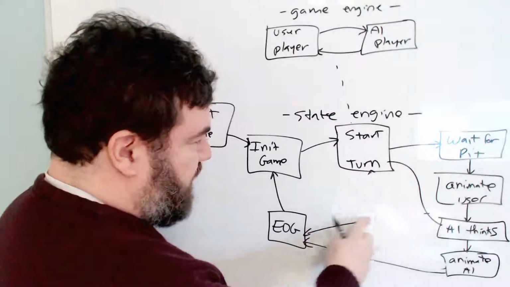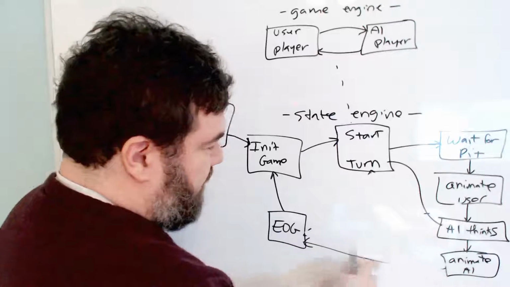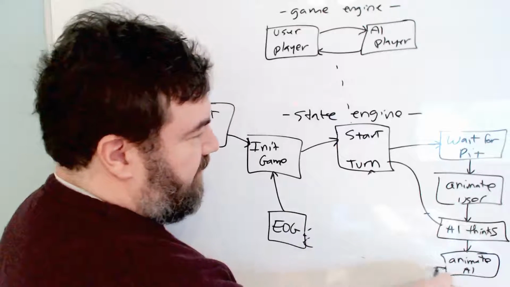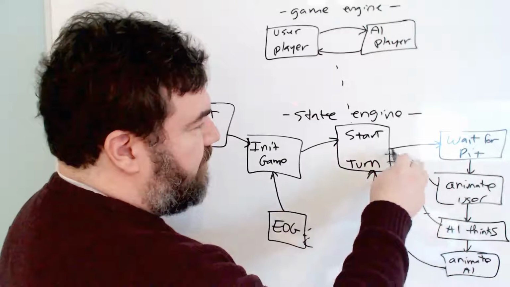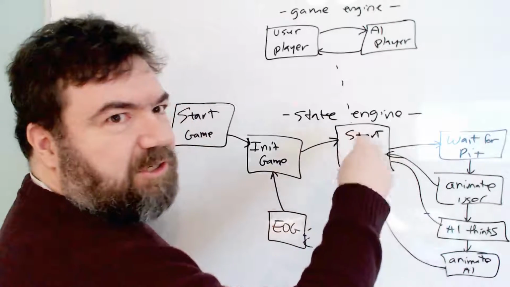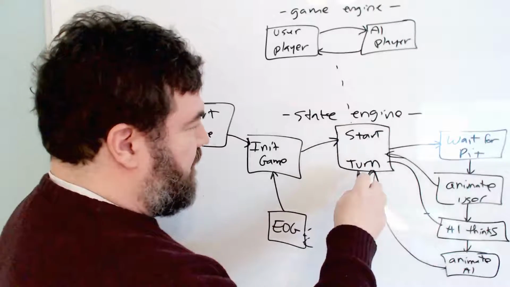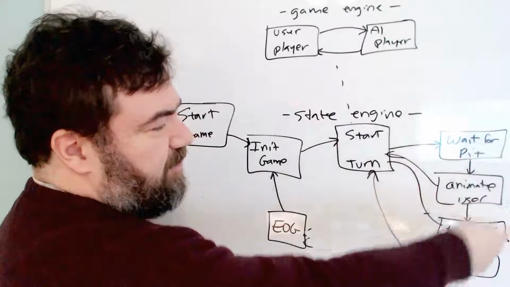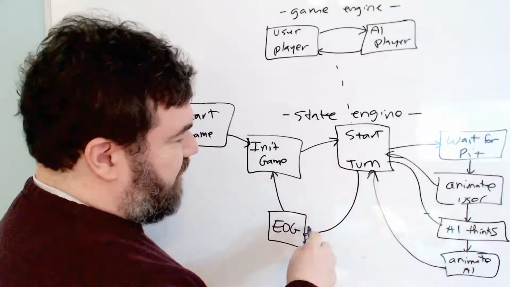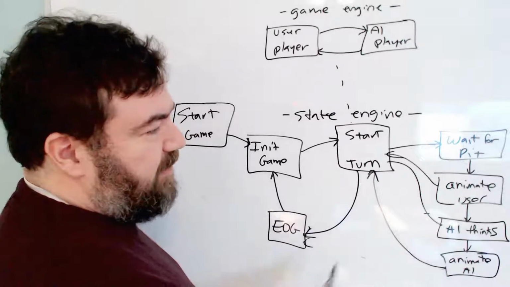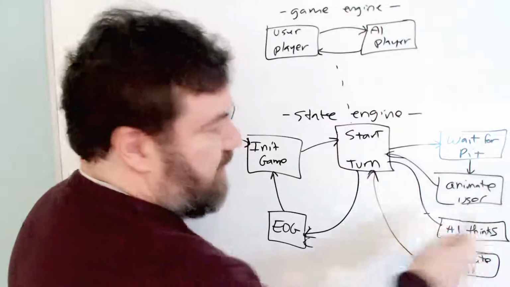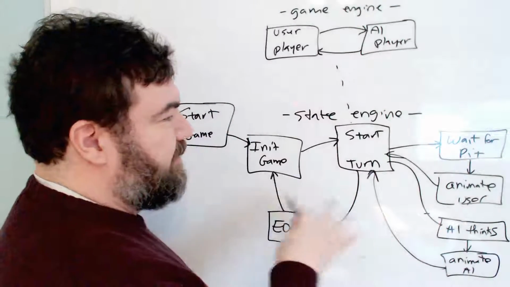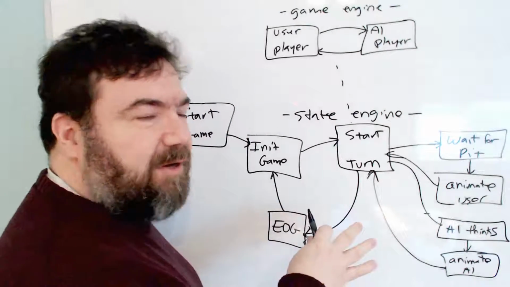And instead of having these points here making a decision, we'll put that in one spot. Both of these will go back to start turn. And then the start turn state will determine: do I do user turn, AI turn, or is the game over, in which case I go back here. I think that cleans up our state diagram. I think that's going to simplify things and make for a cleaner game in the long run.